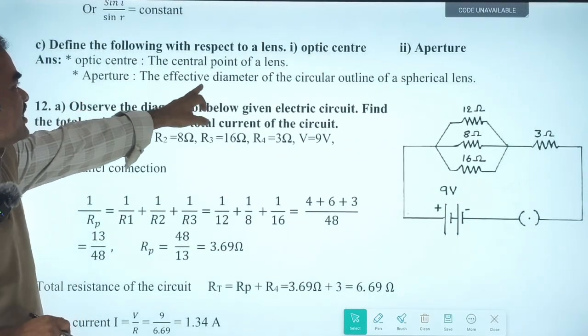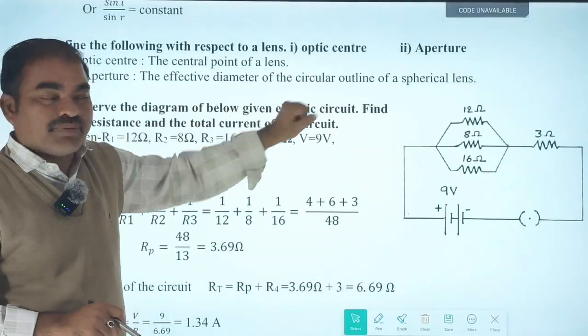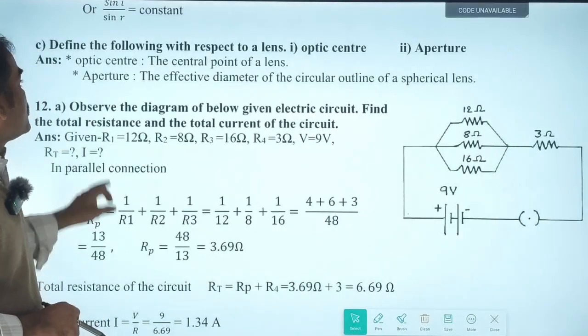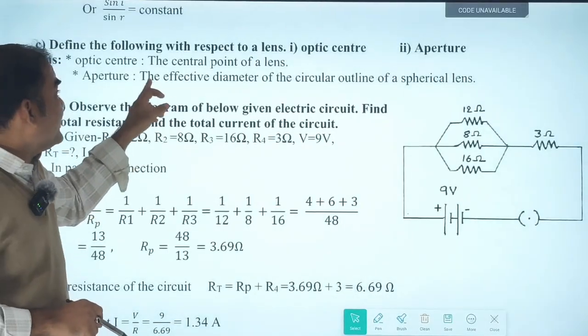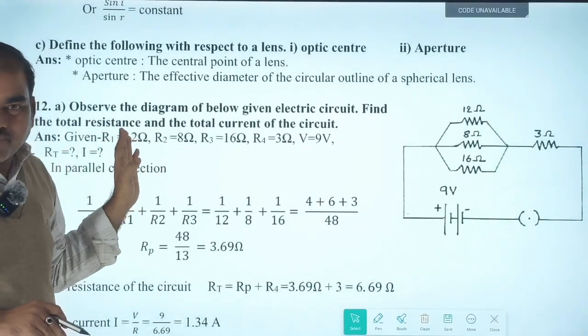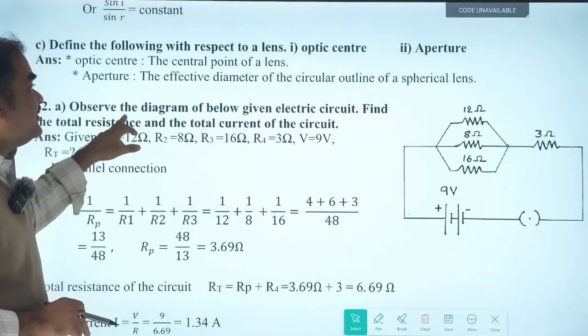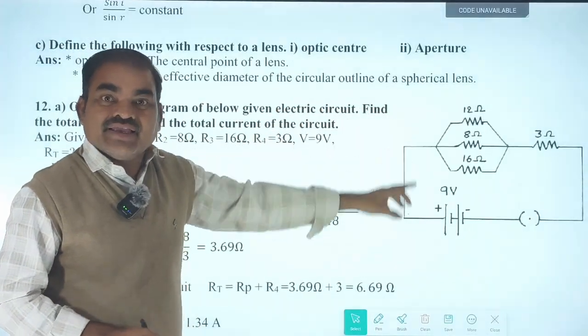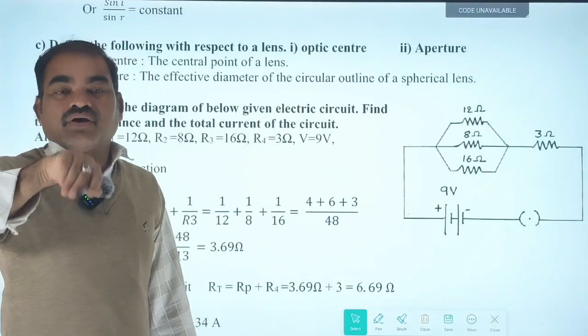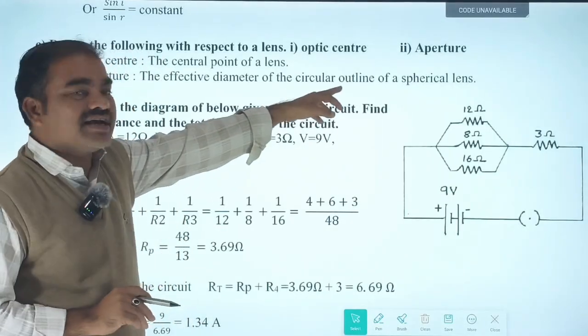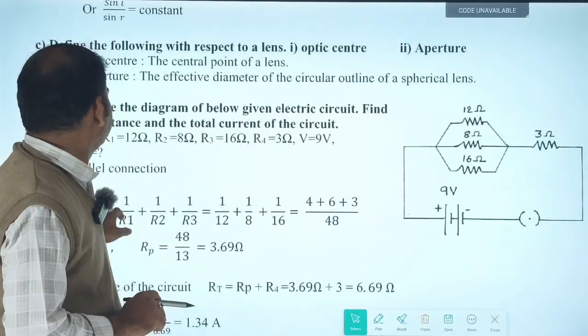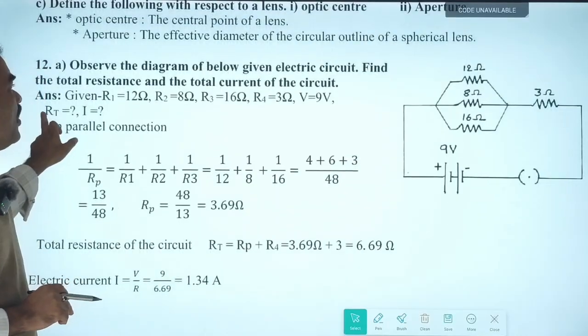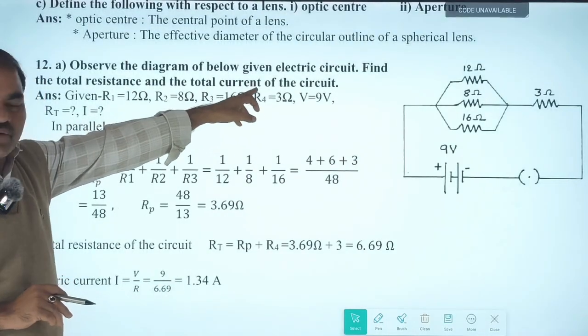Define the following with respect to a lens: optic center and aperture. Optic center is the central point of the lens. And the effective diameter of the circular outline of a spherical lens, whether a convex lens or a concave lens, we call aperture.